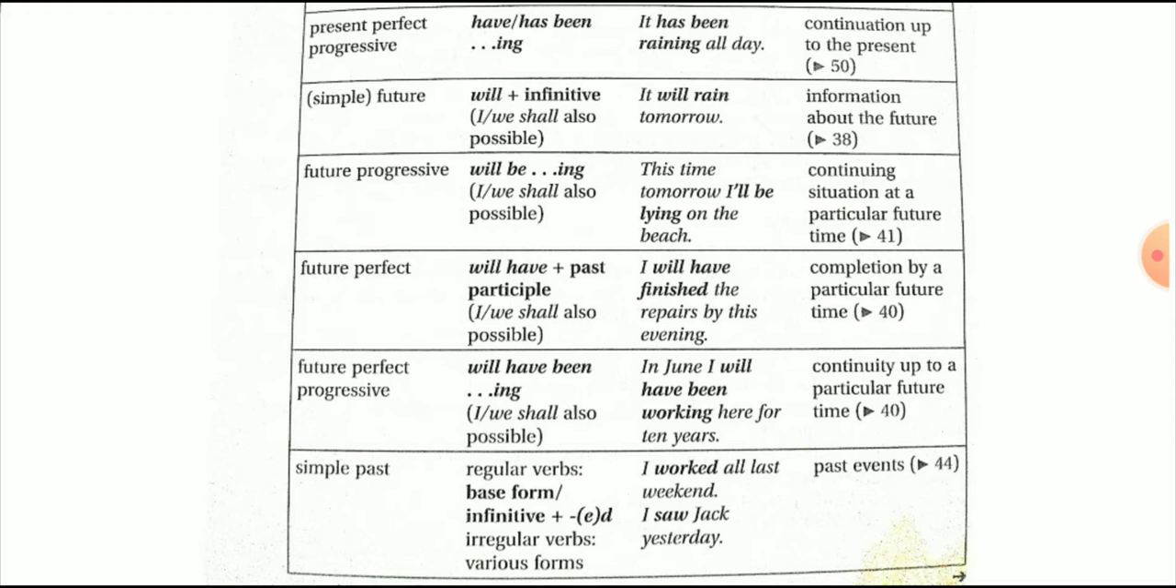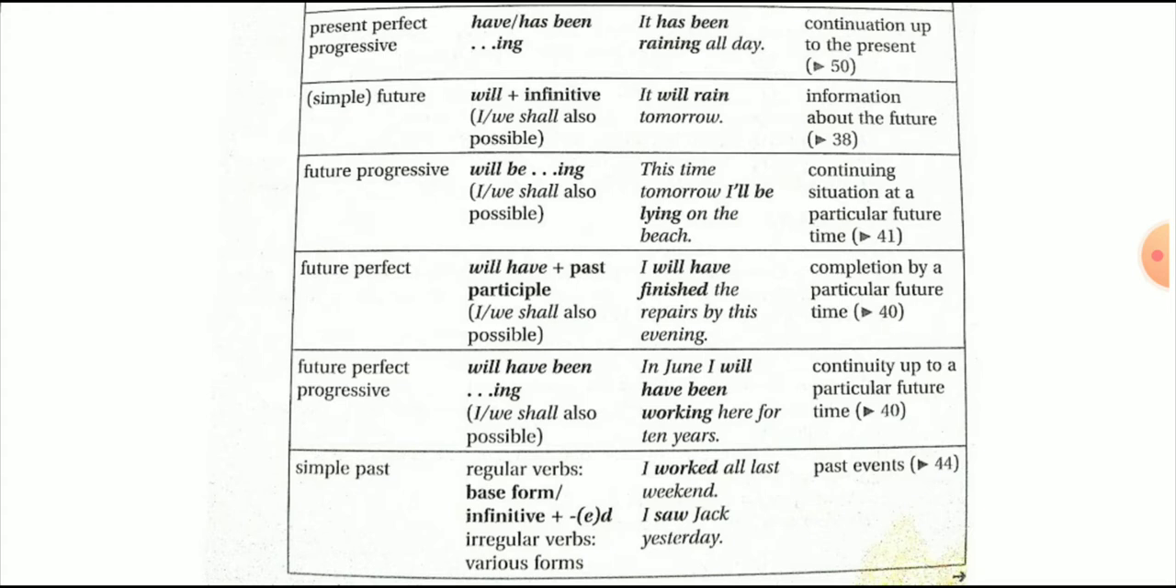Simple future: we use will plus infinitive. For example, "It will rain tomorrow." I or we shall is also possible. The typical use is information about the future. Now comes the future progressive. Will be plus ing. I, we shall is also possible. The example is "This time tomorrow, I will be lying on the beach." So it is a continuing situation at a particular future time.